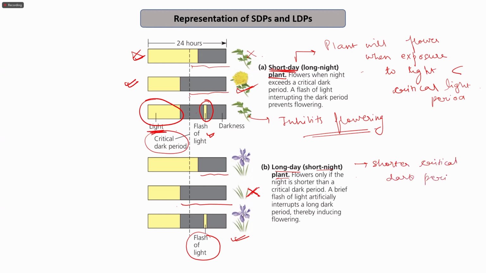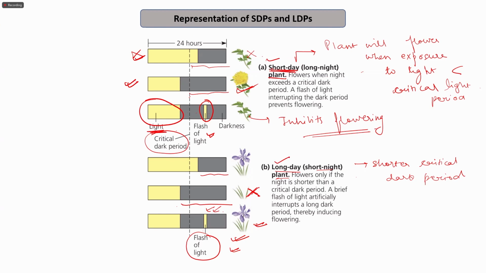So in this, by the brief exposure of the flash of light, what we are actually doing is we are shortening the critical dark period. So we are shortening the critical dark period, due to which there is flowering. So this is very, very important. It can be directly asked in the examination based on the figures. So we need to remember the concept of short day plants and long day plants, that what actually is happening.